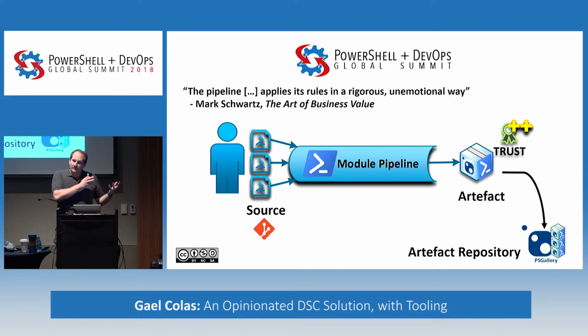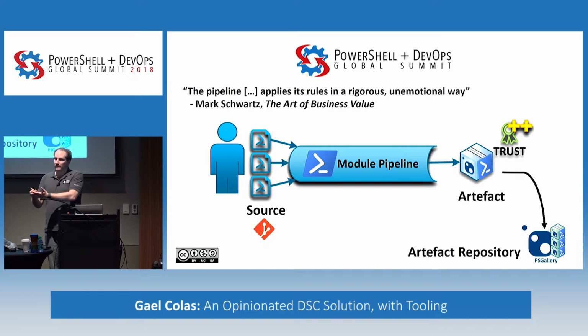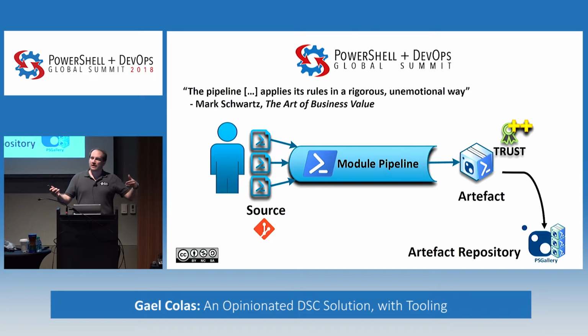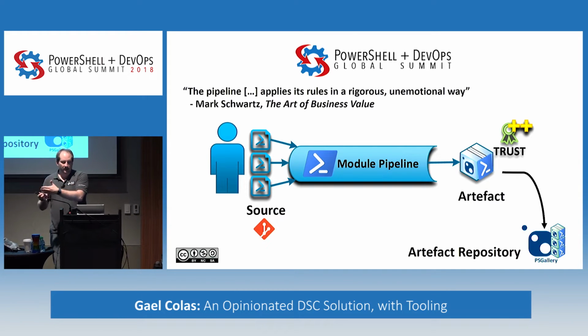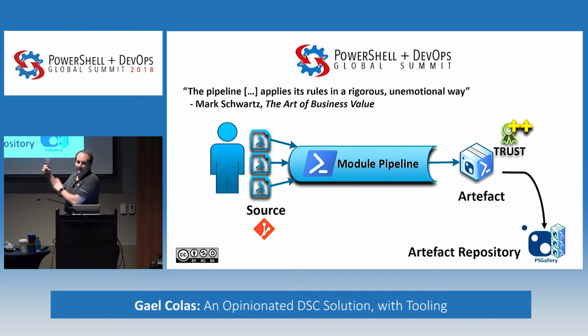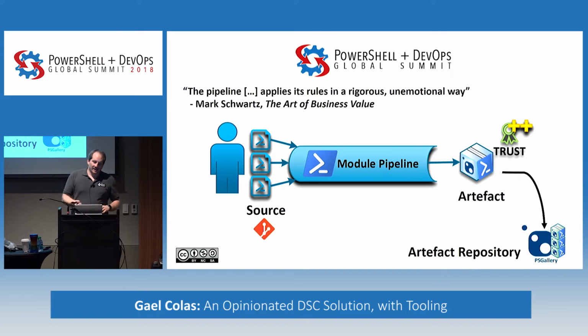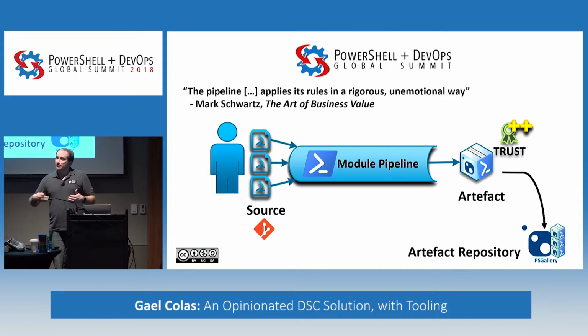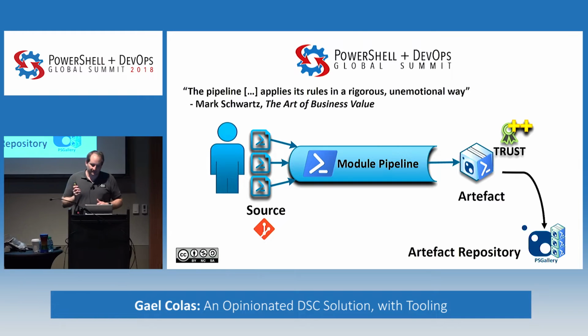So you have your source. You put that into your pipeline. It creates the artifact that you trust. At least you trust that version. If something goes wrong with that version, what do you do? You go back to the source, change it, put that again into the pipeline, and go to the next. Another quote I like is, the pipeline applies its rules in a rigorous and emotionless way. The pipeline is never hungover. You might be, the pipeline's never. If you don't trust something, improve the system, improve the pipeline, and then the trust is going to increase.